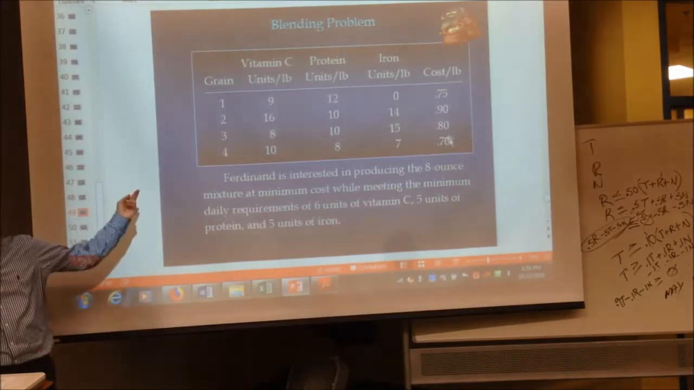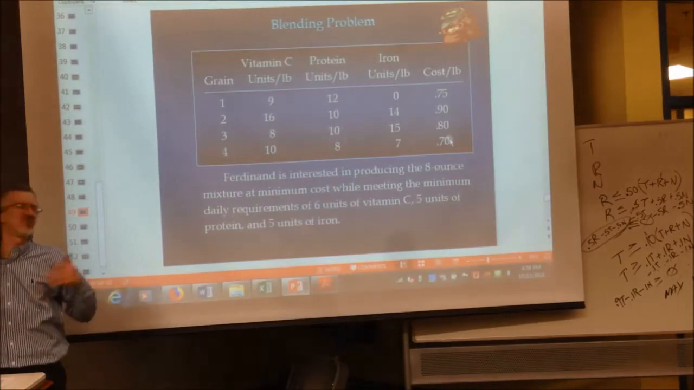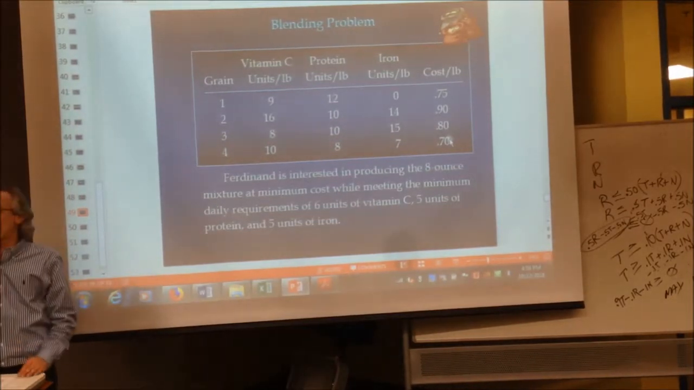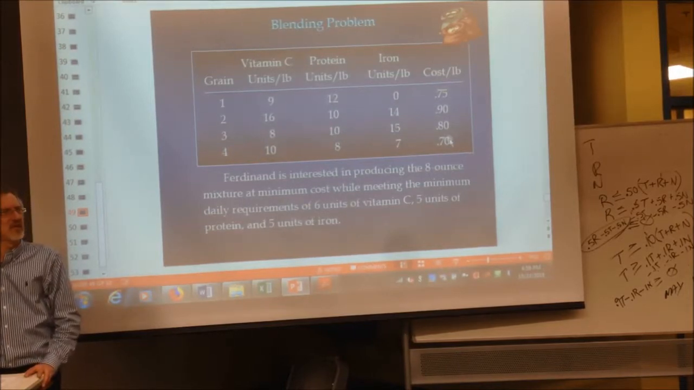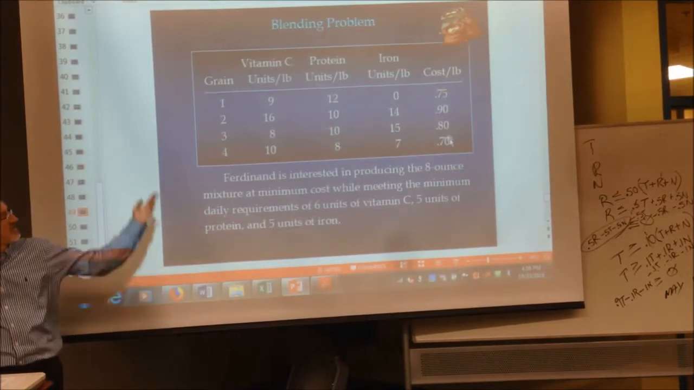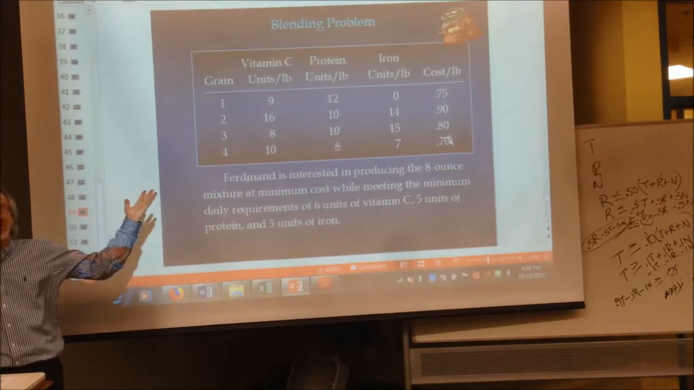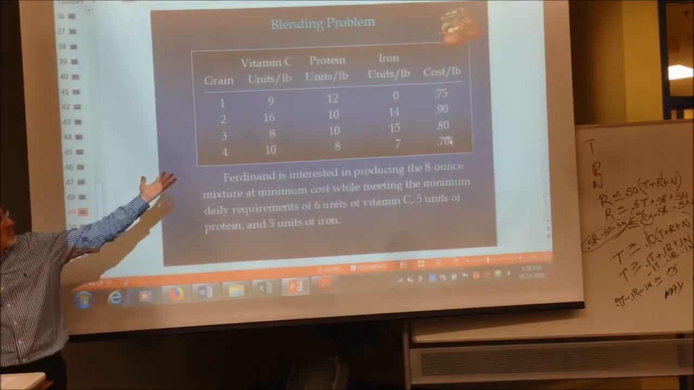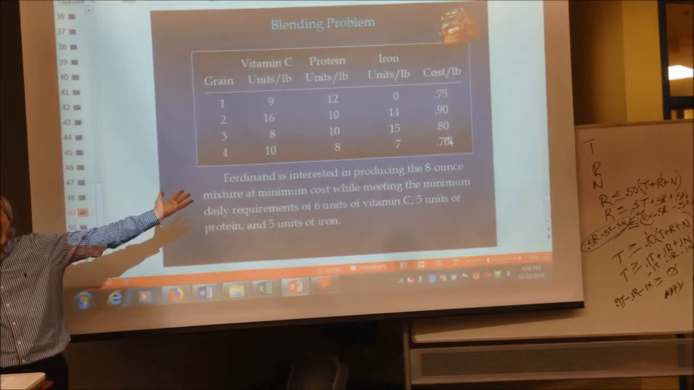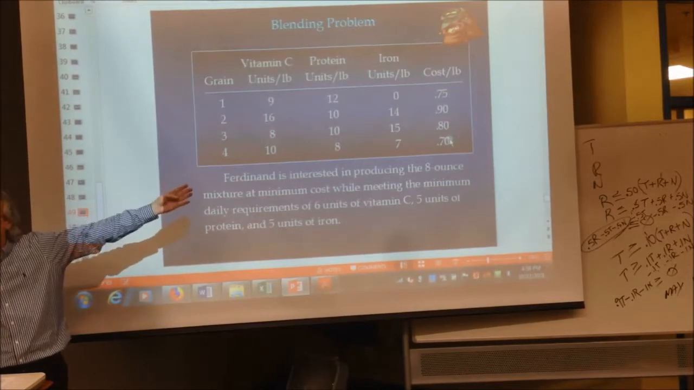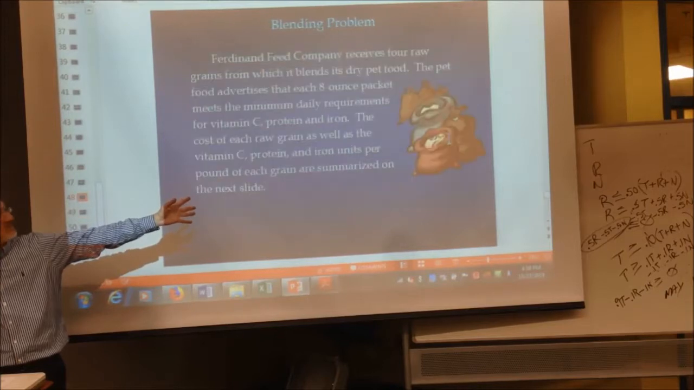So you came up with this idea. Your pet food mostly has grain in it, and you've been having conversations with suppliers, with other pet manufacturers, with companies that represent pet food manufacturing, and you find out that these are the 4 grains that you would want to use. And in those grains are a certain amount of vitamin C and protein and iron per pound. And then your costs are over there.